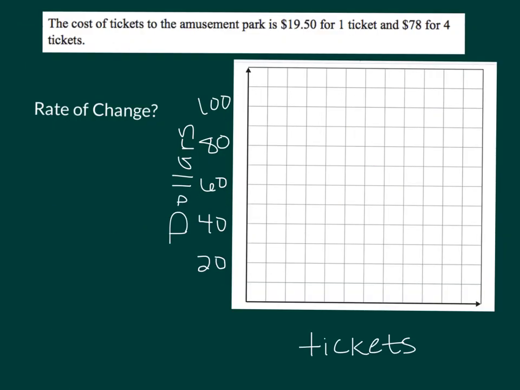All right, last one. We want to find the rate of change. The cost of tickets to an amusement park is $19.50 for 1 ticket. So I'm going to put a 1 here, and then we'll put 2, 3, and 4. For 1 ticket, it costs $19.50, which is right here. Then the next thing says $78 for 4 tickets, which would be about here. So here's my line.